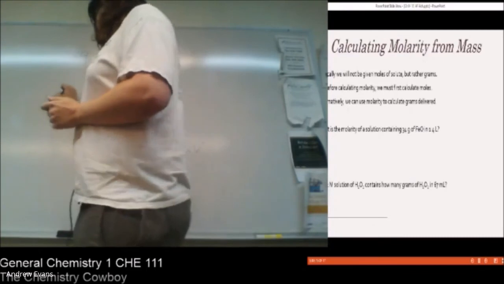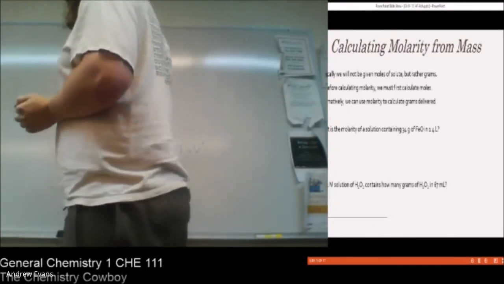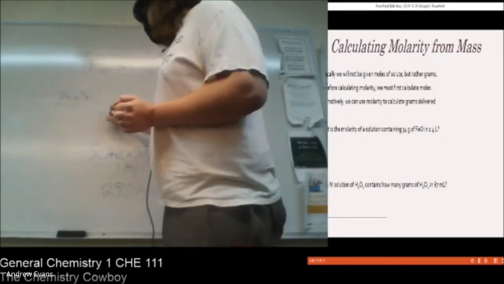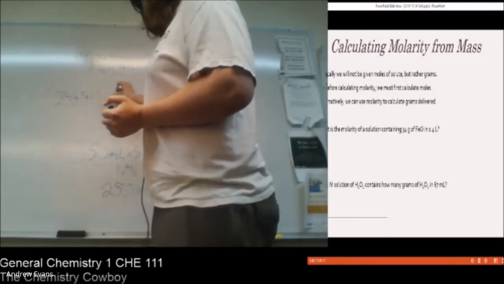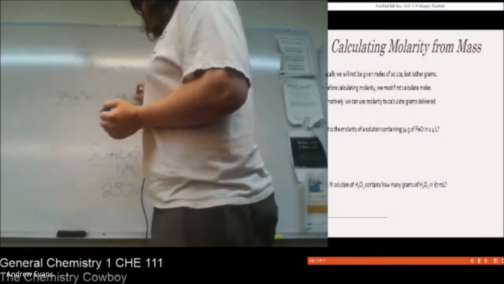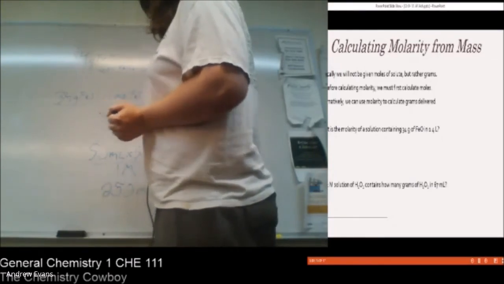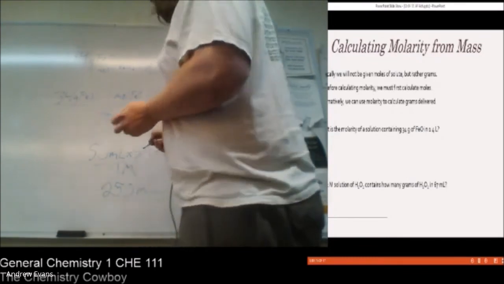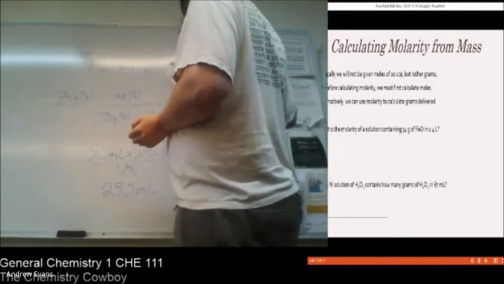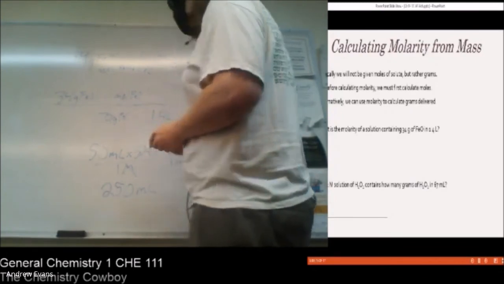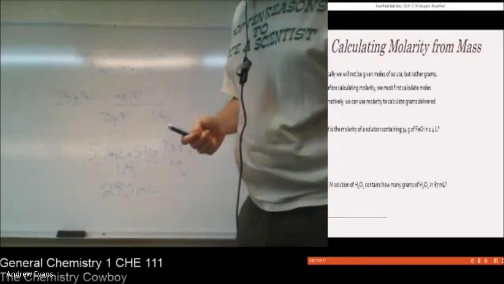I'm going to take 34 grams FeO divided by 72 grams of FeO for 1 mole FeO, and then 1 mole divided by 1.4 liters. And that'll give me units of moles per liter or molarity. Moles per liter is equal to a molarity unit.